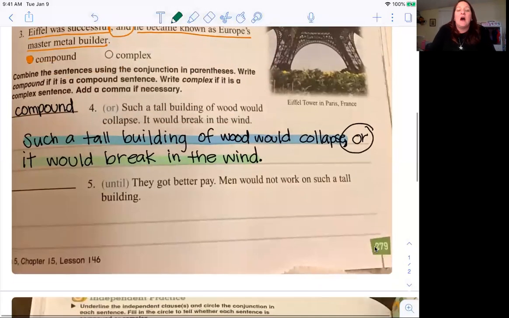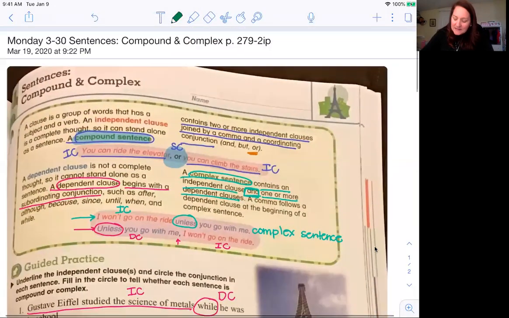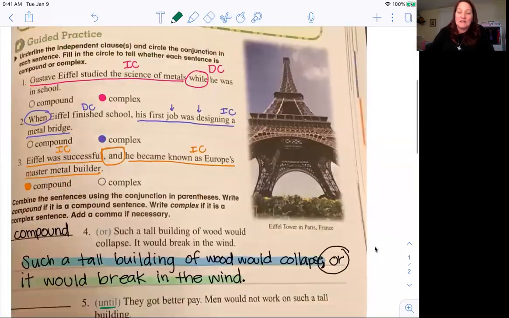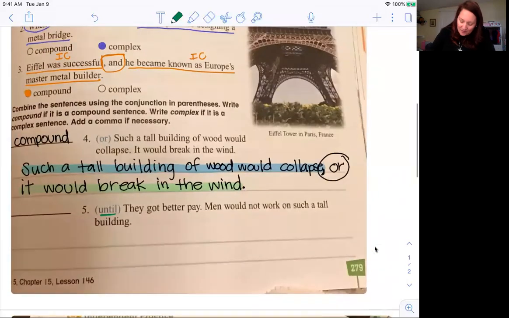Number 5, until. Okay, so guys, before we even start, I want you to look at the subordinating conjunction we're using. We're using until. When we have a compound sentence, we can only use the subordinating conjunctions of and, but, or. So we know automatically we do not have a compound sentence. We are going to have a complex sentence. So let's see if we can make one. And in fact, in number 5, I'm going to write complex because I know I have to have a complex sentence here.